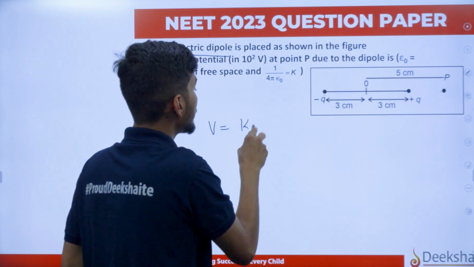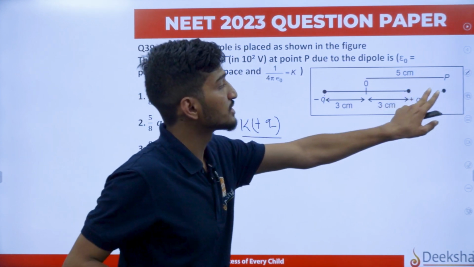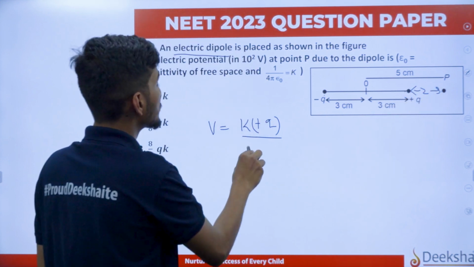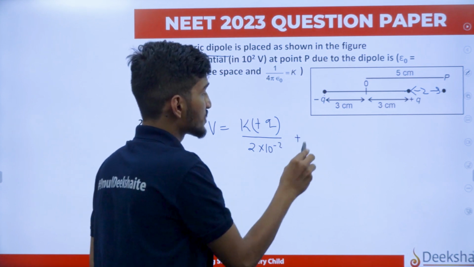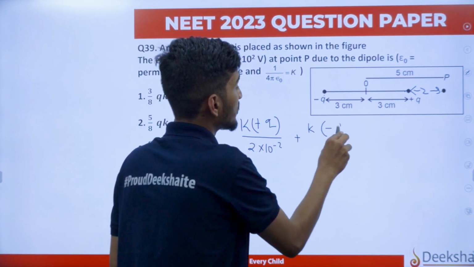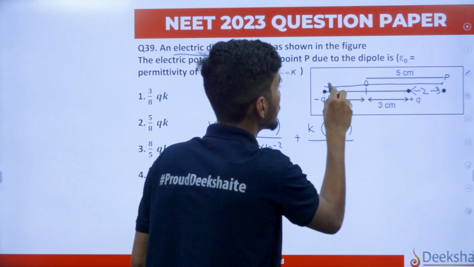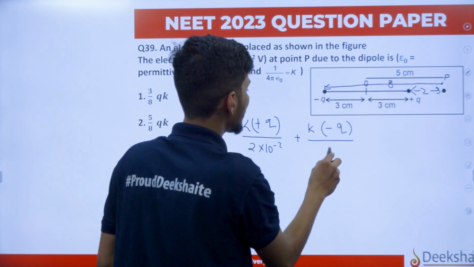Let's write it as K plus Q by, what's this distance? 5 minus 3, 2, right? This distance, 2. So let's write it as 2 centimeters plus K minus Q by, what's this distance now? 5 plus 3 is 8. So let's just write it as 8 centimeters.